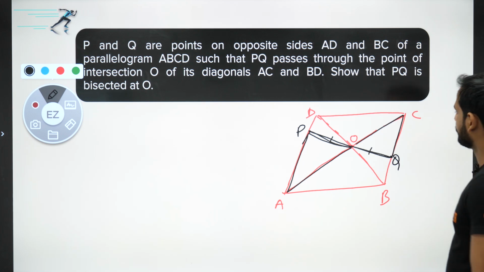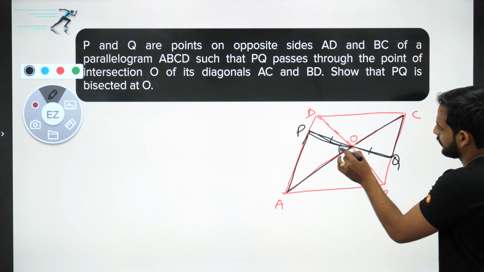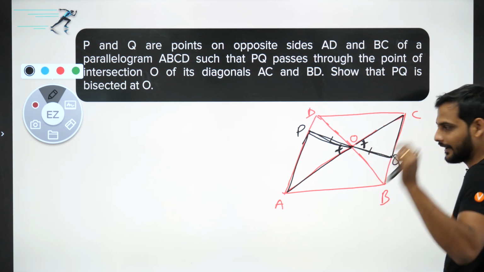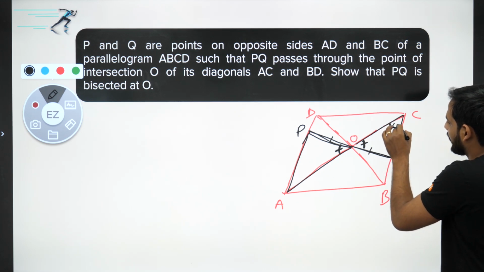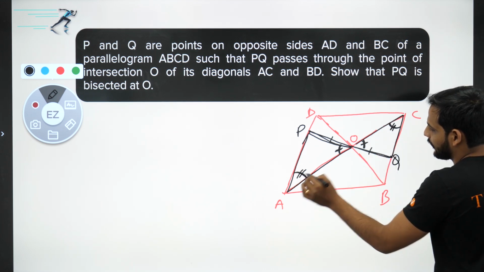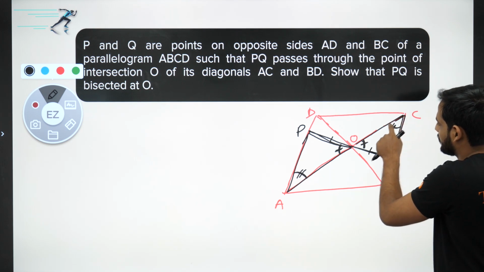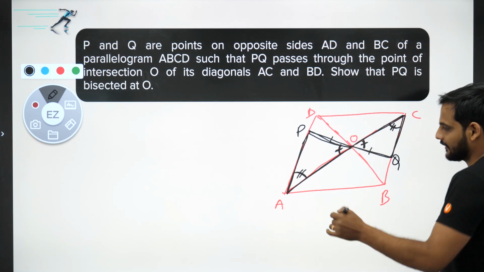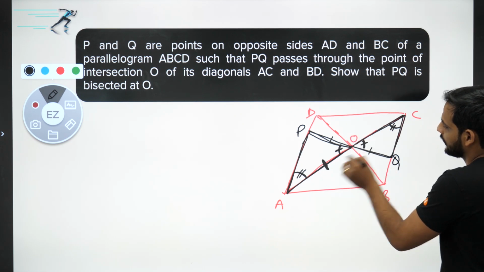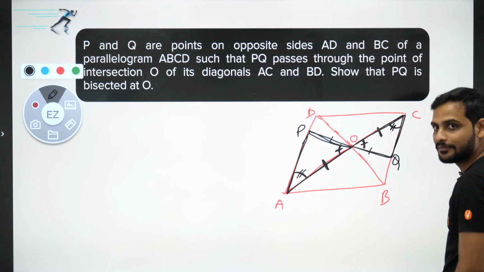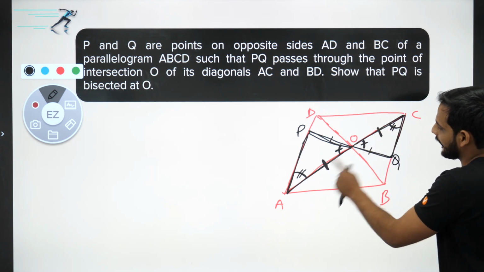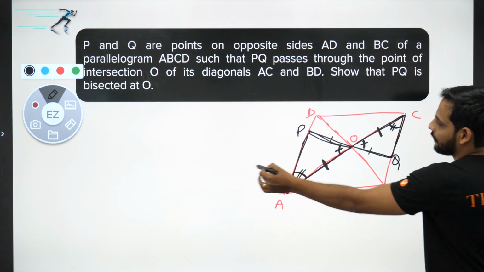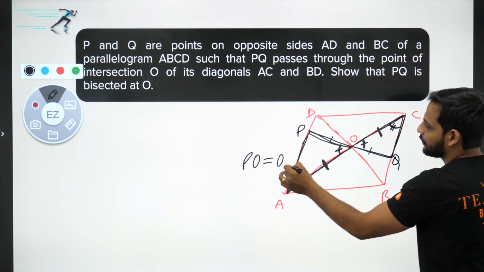First thing you can say that, if I talk about these two triangles, this angle is equal to this angle because they are vertically opposite angles, right? Second thing I can say, this angle will be equal to this angle because of interior alternate angles. See the Z formation. So these two are equal. Next thing, AO is equal to OC because diagonals bisect each other. So by angle side angle, these two triangles are congruent, and if these two are congruent, by CPCT PO is equal to OQ.